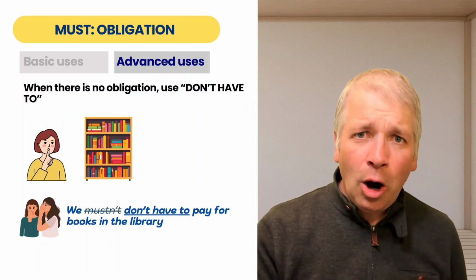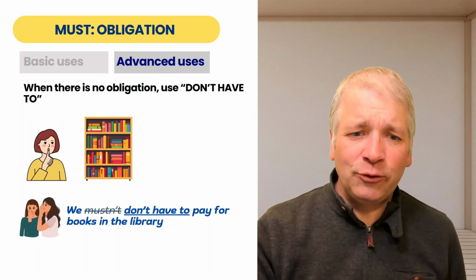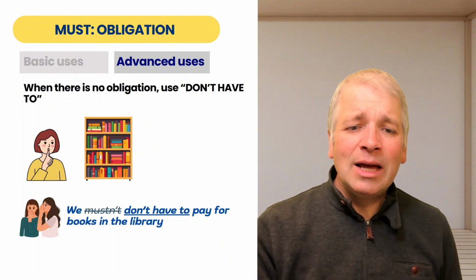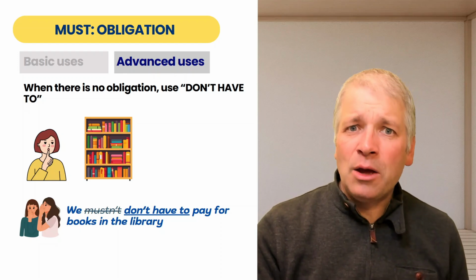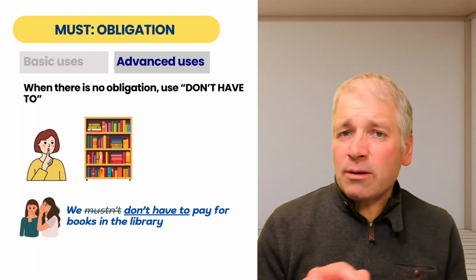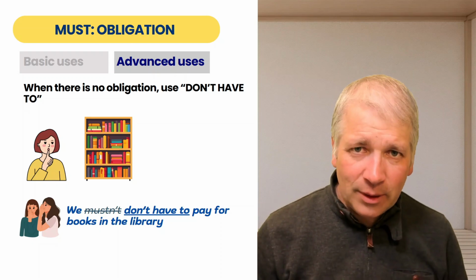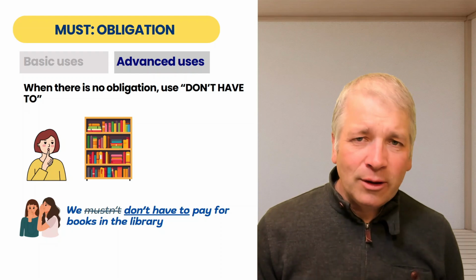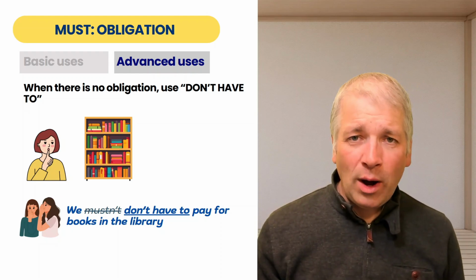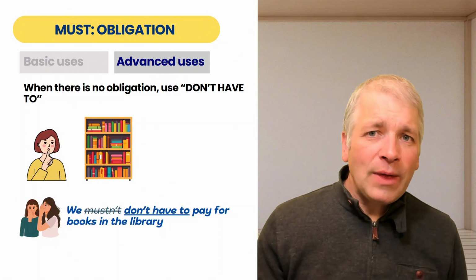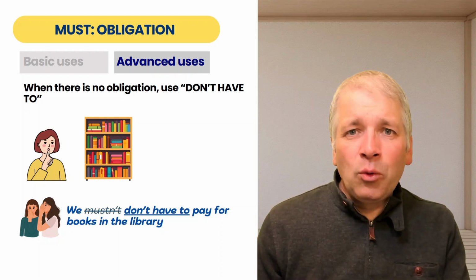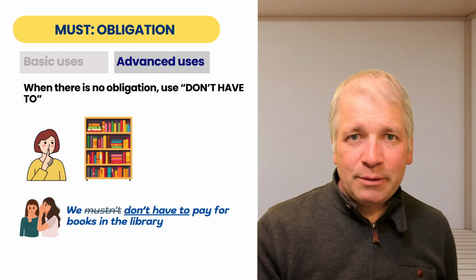Where there is no obligation, use don't have to. So instead of saying we mustn't pay for books in the library, say we don't have to pay for books in the library. So here, don't have to means there's no requirement at all. If you say we mustn't, then you're not allowed to pay for the books. Do you see the difference? One is there's no rule, that's have to. And the other one is there is a rule, but the rule is not, and that's must.